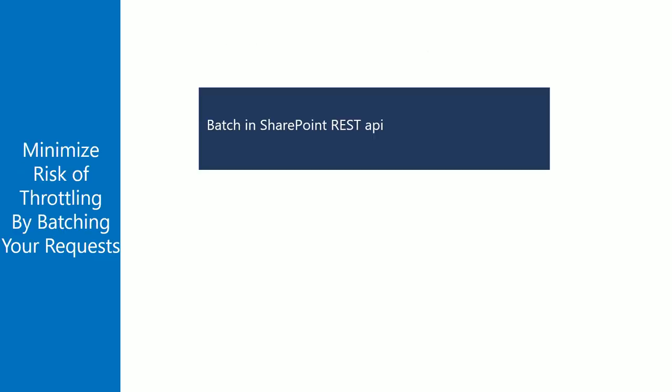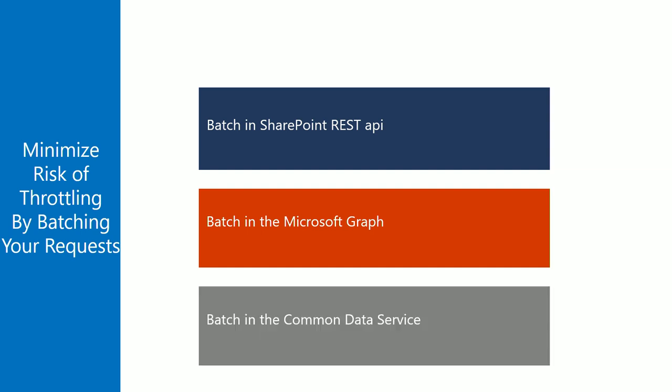Also, you know that there is a new throttling constraint in Flow. If you want to minimize the risk of throttling, which usually happens in production, not in dev, there are different ways to do that. Attend my session tomorrow, I will show you more. But you can batch requests. Instead of sending requests one by one, you can send them all together in one group to SharePoint. You can do that for the Microsoft Graph, and you can do that with the Common Data Service as well. So that's very, very important. More on this tomorrow.